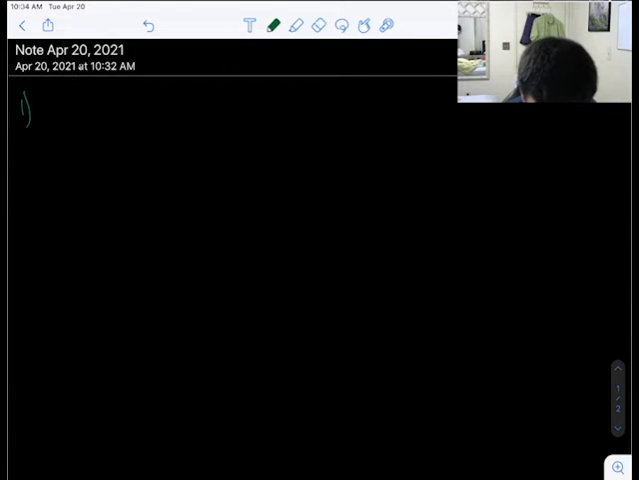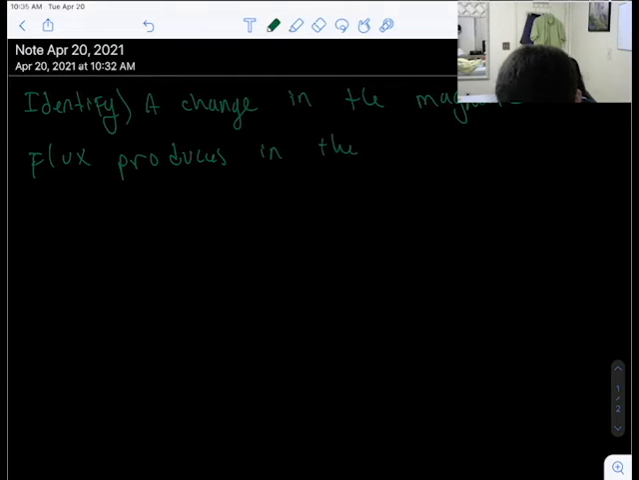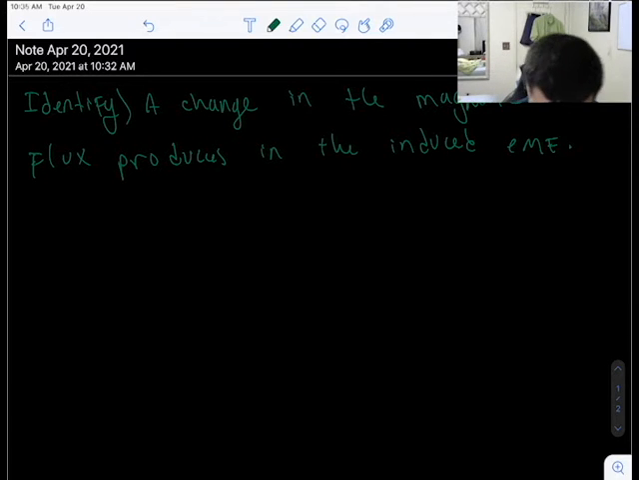We have to identify that there is a change in the magnetic flux, which produces the induced EMF. So that's all we know. Now we have to set up the equation. I will use the flux through the loop.